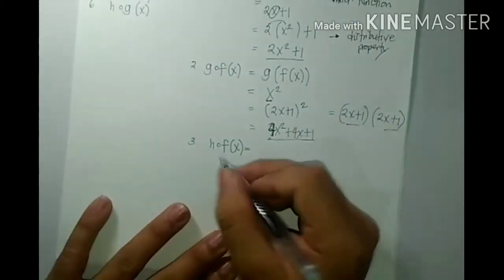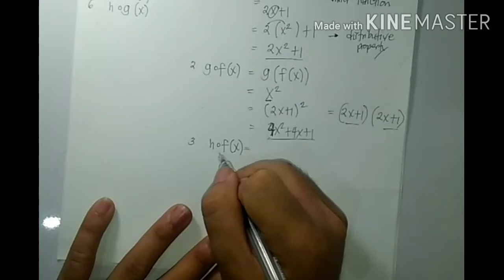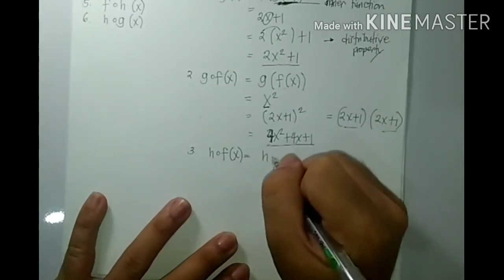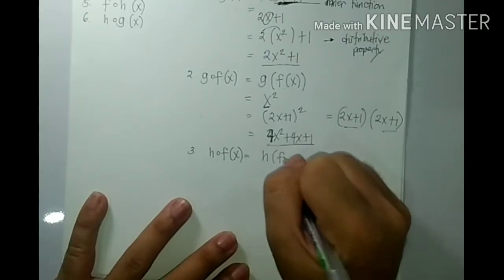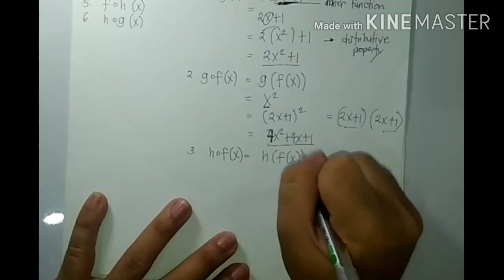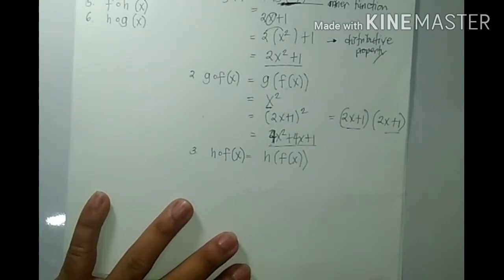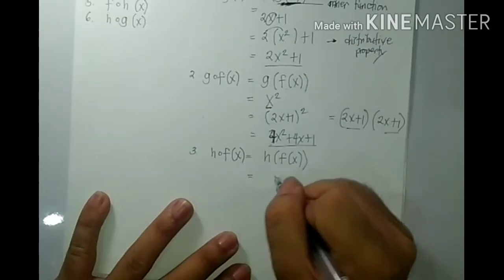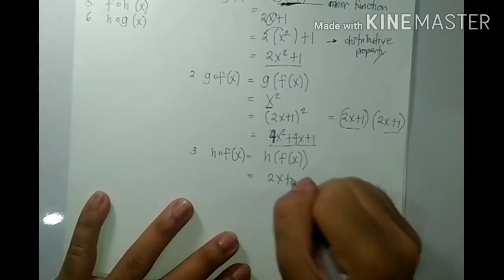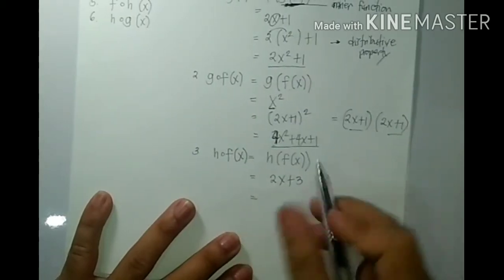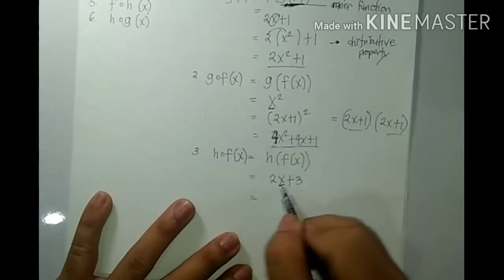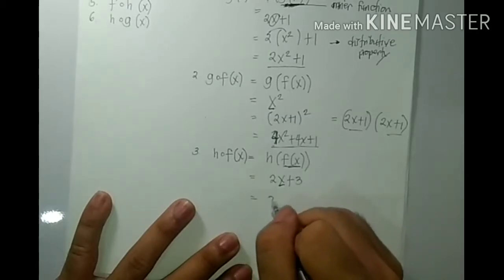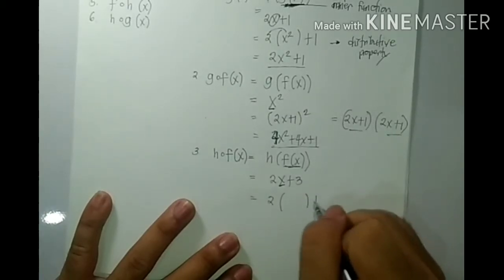Okay, next example we have h composed with f of x. This can be written as h of f of x. So composition of h of f of x. Now as we all know that h of x is equal to 2x plus 3. Then after this one, substitute x to the given value of the inner function. So 2 times plus 3.